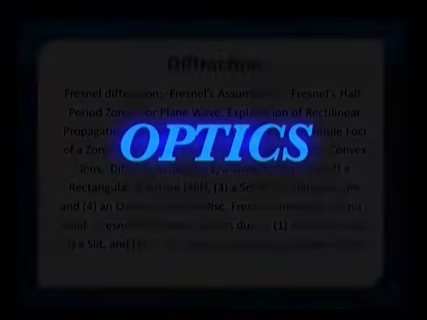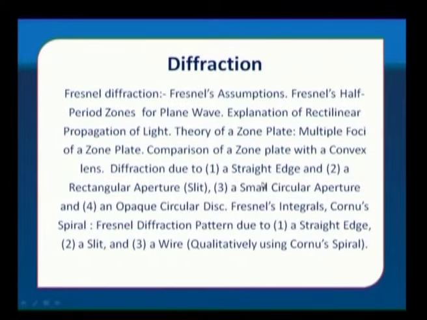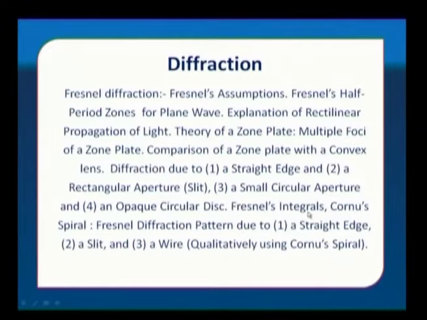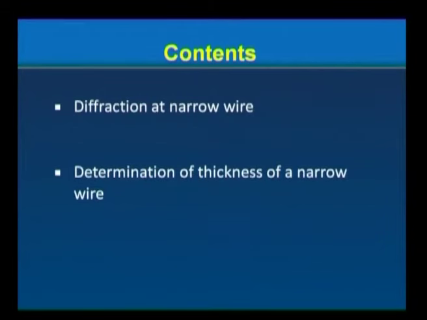Welcome to the UGC series of lectures on optics, and especially the section on diffraction, and the syllabus corresponding to this section is shown in this slide. Now we are going through the Cornu's spiral, Fresnel's integrals, and the diffraction at a narrow wire. In this lecture, we will start with the diffraction at a narrow wire, and then we will move on to the Cornu's spiral. Hence, the contents are as follows: diffraction at a narrow wire, determination of thickness of a narrow wire, and also we will be discussing Cornu's spiral.